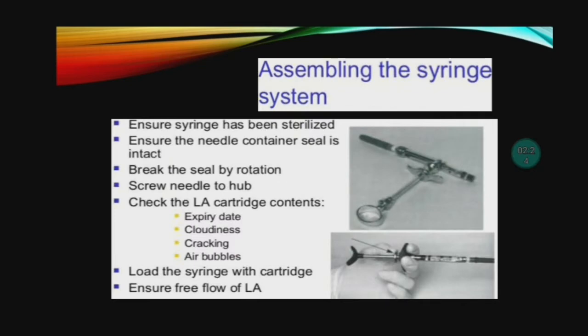Assembling the syringe system. Ensure the syringe has been sterilized, ensure the needle container seal is intact, break the seal by rotation, screw the needle to the hub, check the LA cartridge contents: the expiry date, cloudiness, cracking, and air bubbles. Load the syringe with the cartridge and ensure free flow of LA.